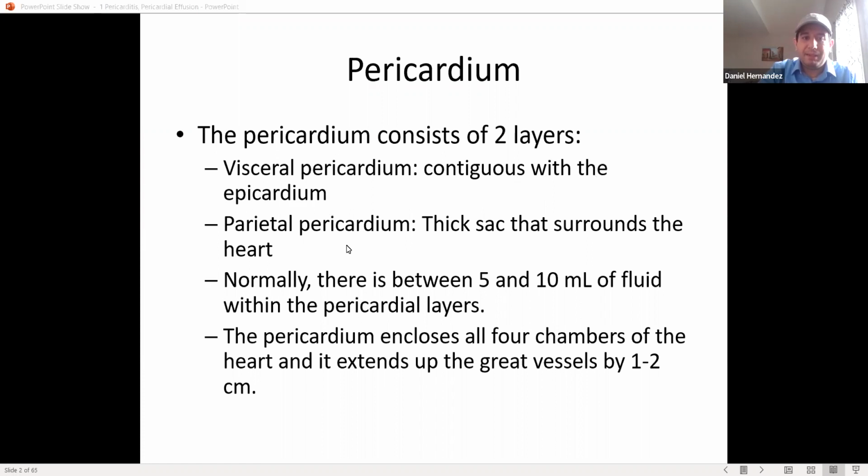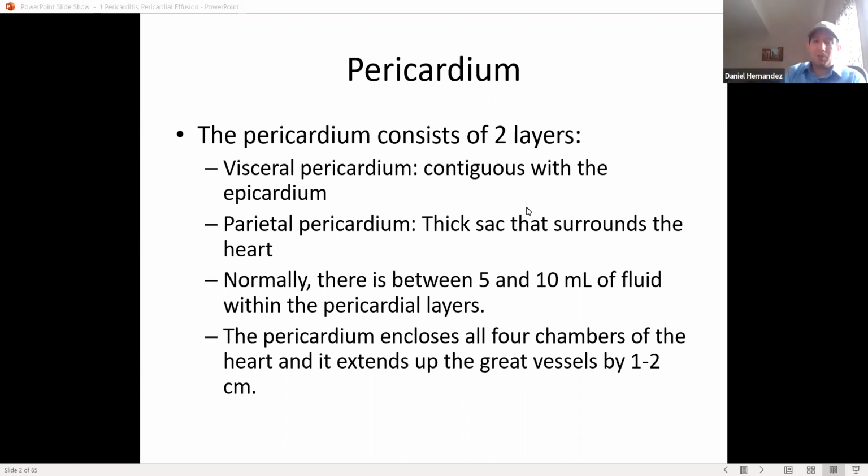And then we have the second layer, which is the parietal pericardium. That constitutes the thick sac that actually surrounds the heart. So the visceral pericardium is basically the epicardium, the outer layer of the heart, and then the parietal pericardium is the thick sac that surrounds the heart.